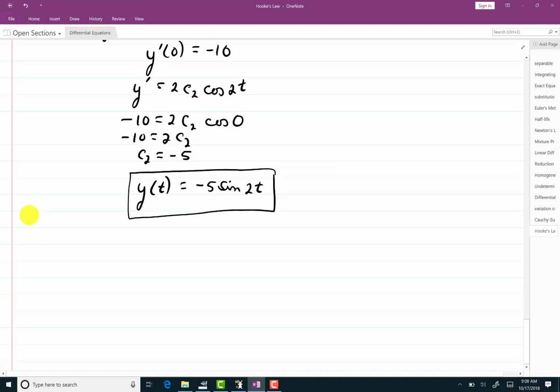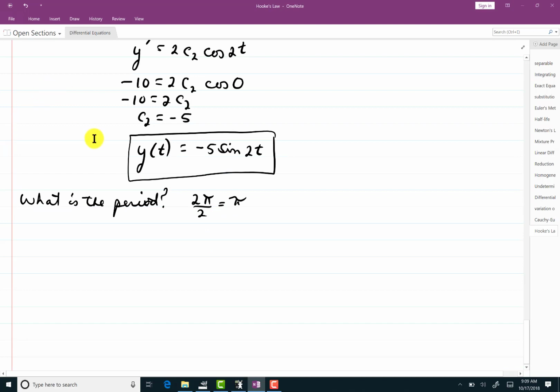Now, some things you may be asked is, what is the period? Well, you probably know sine has a period of 2 pi. You divide by whatever number is in front of the t, so you get 2 pi over 2 is simply equal to pi. Another thing you might want to know is, what is the amplitude? And you always take the absolute value of the number right in front of sine. So the amplitude, the letter A is used for amplitude, is the absolute value of that number, or just 5.